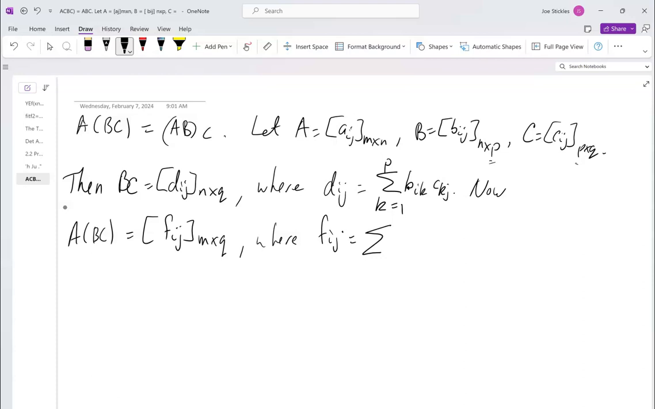Okay, I think I'm going to use a different letter since I'm using a K already up there, so I'll use an L, for lack of a better letter. Okay. And then it runs to N. Good. Because again, it's what matches in the middle, right? A is M by N, BC is N by Q. So the N is what we're running through our index. What goes inside here?